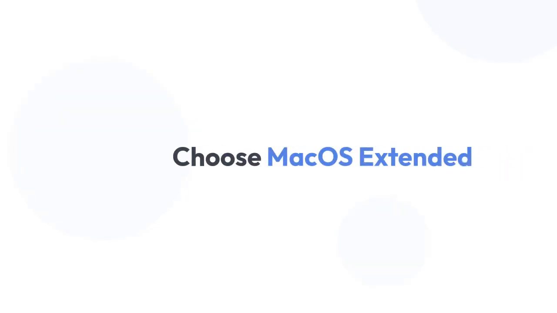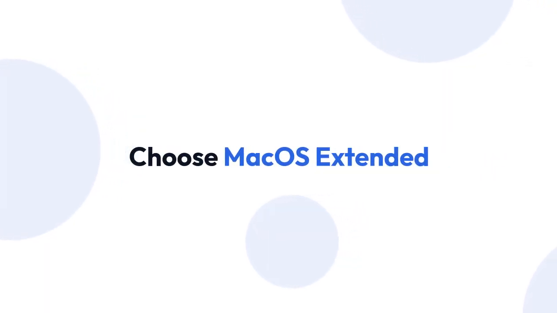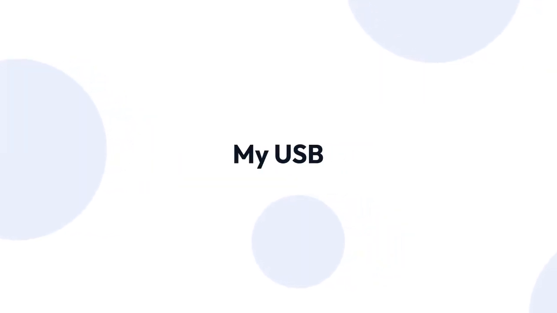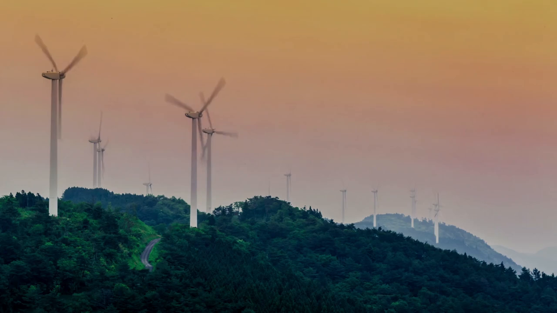Click Erase. For the format, choose Mac OS Extended (Journaled). For the scheme, select GUID Partition Map. Give your USB drive a simple name, something like MyUSB. Click Erase again to confirm. Finally, we're ready to create the bootable installer.